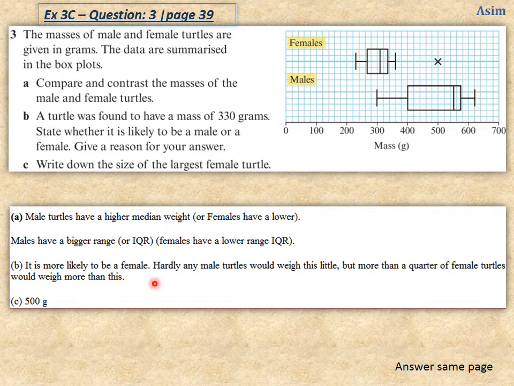The second point: is it more likely to be a male or a female? 330 grams is definitely more likely to be a female. Hardly any male turtle would weigh this little. You see the smallest value here is 300, and if you look at the lower quartile itself, most of the data is towards 500, 600. So obviously, in terms of probability, 330 grams for a male is very unlikely. Now the third question: write down the size of the largest female turtle. Although it is an outlier, there is a female turtle whose mass is 500 grams. Let's go ahead.